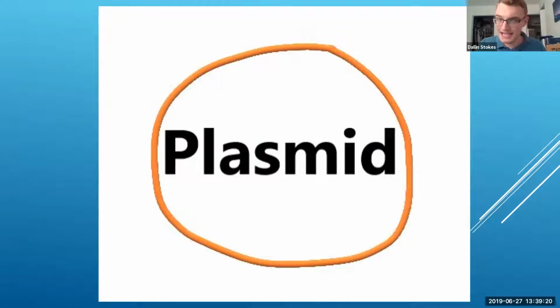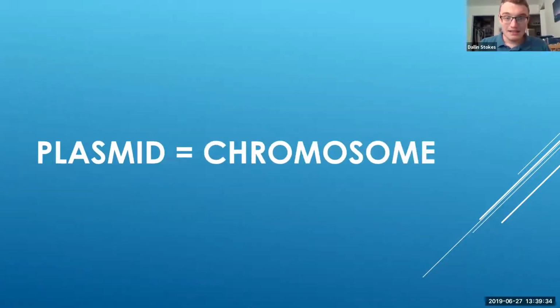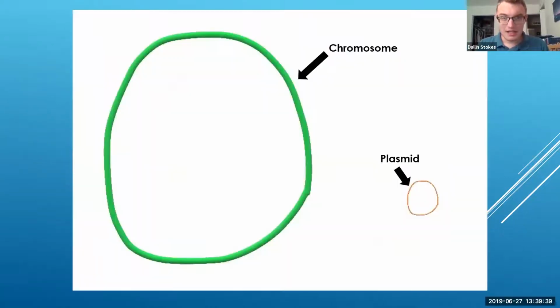Now, what is a plasmid? We've been talking about it kind of in the readings, and a lot of people are very confused about what one is and why it isn't a chromosome. A plasmid is a circular loop of DNA, just like the chromosome is. It is a DNA loop, but it is not a chromosome. Now, here's a couple of differences between the two.